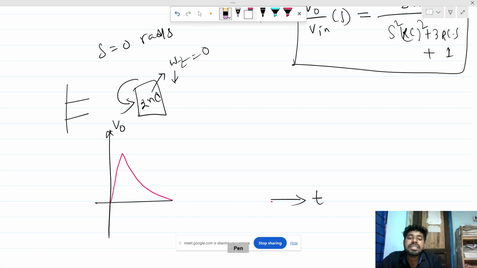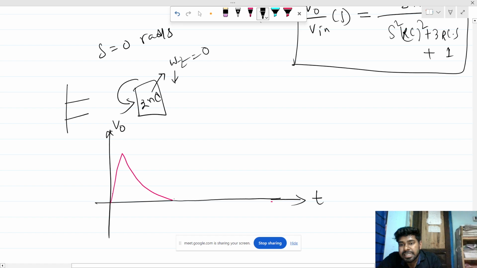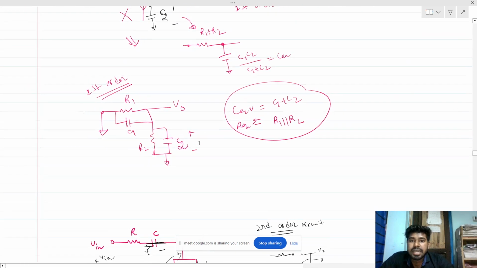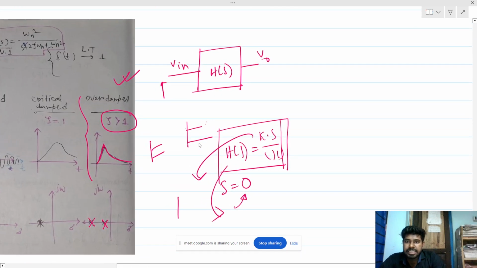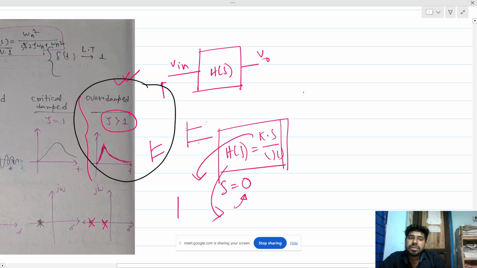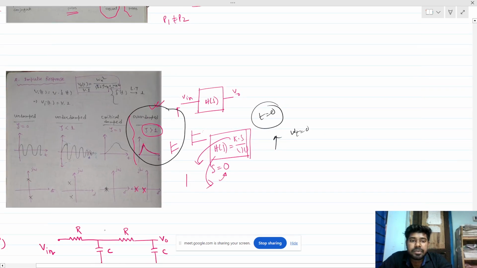This sudden jump is happening for which quantity? This zero quantity, right? For the zero quantity, it will suddenly jump to a voltage, and then it will decay. So what we told at the beginning of the session is like that. So at t equals 0, we have a sudden jump at the output due to the zero at zero frequency of this particular transfer function. So the behavior will be looking like that.